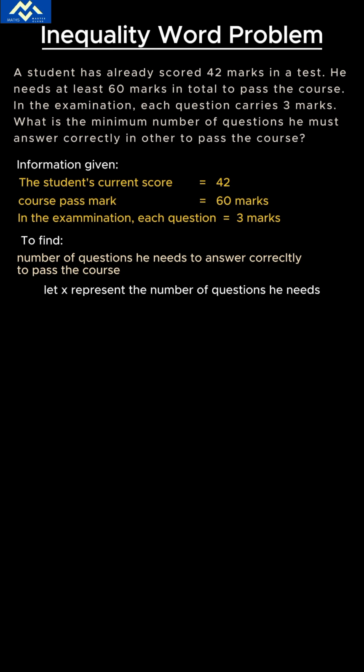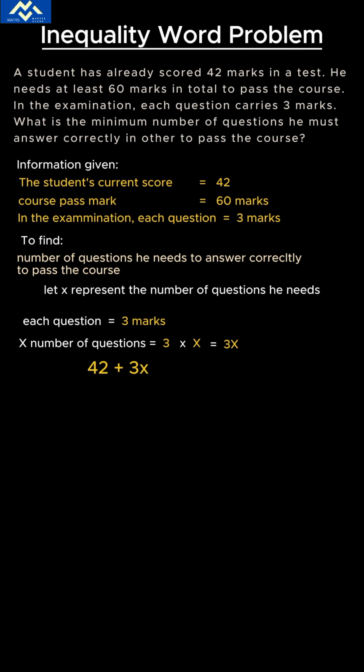Now let's put all the information together. He already has 42 marks. If he answers x questions correctly, and each question carries 3 marks, the marks he will get from the examination will be 3 times x, which is 3x. So if we add this to the 42 marks he already has, his total marks will be 42 plus 3x. And remember, he needs at least 60 marks in total to pass, so the total must be 60 or more. Therefore, our inequality is 42 plus 3x is greater than or equal to 60.